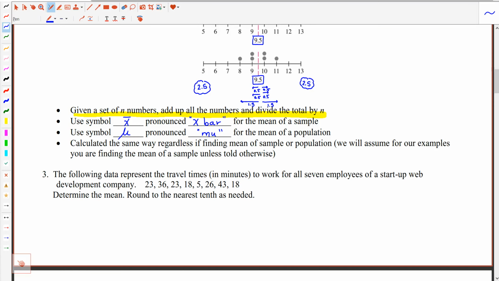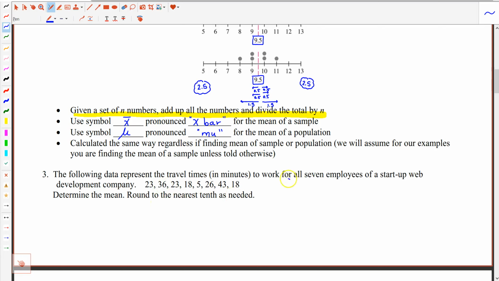As an example of finding the mean, the following data represent the travel times in minutes to work for all 7 employees of a startup web development company. The times are 23, 36, 23, 18, 5, 26, 43, and 18. We're going to calculate the mean and round to the nearest tenth as needed.